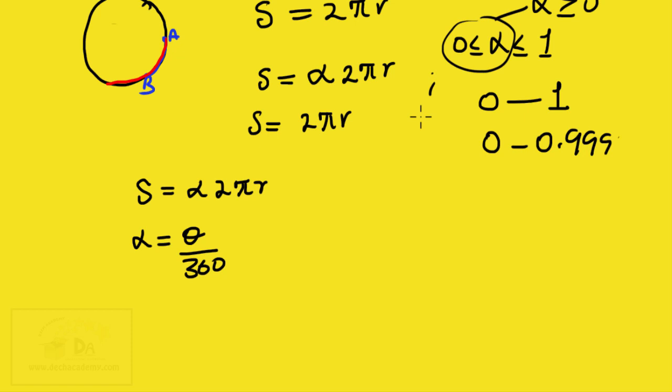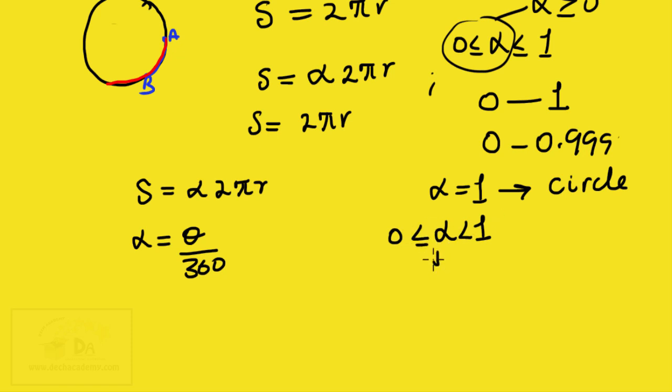Now, like I said earlier, when alpha is 1, what we have is a complete circle. When alpha is less than 1 but greater than or equal to 0, I'm saying alpha is between 0 and, well, let's say 0.999. But you know what I mean. I'm saying alpha is between 0 and 1, but not 1, because when alpha is 1, it's a circle. So when alpha is in this range, what we have is just an arc. And I'll show you shortly. So if alpha is theta over 360, that means s is equal to alpha, which is theta over 360, times 2 pi r.